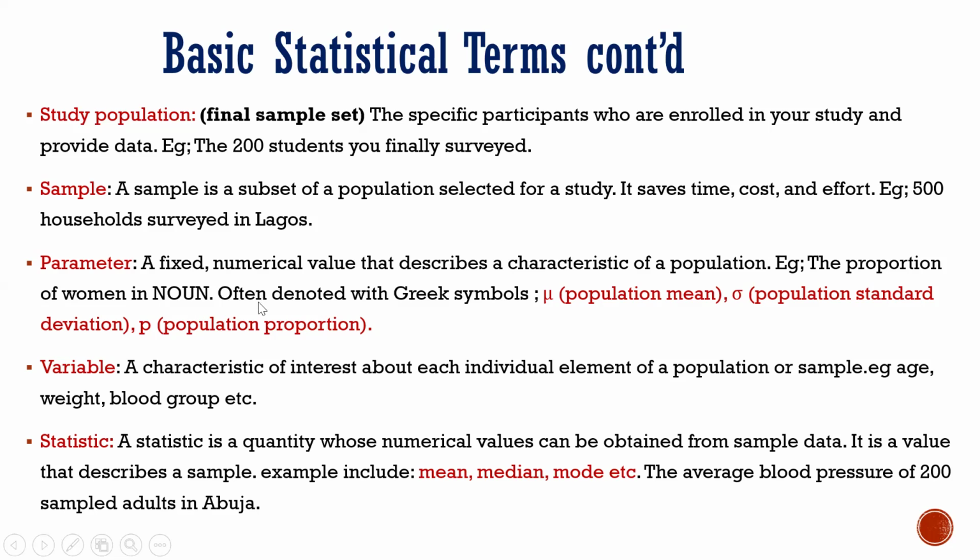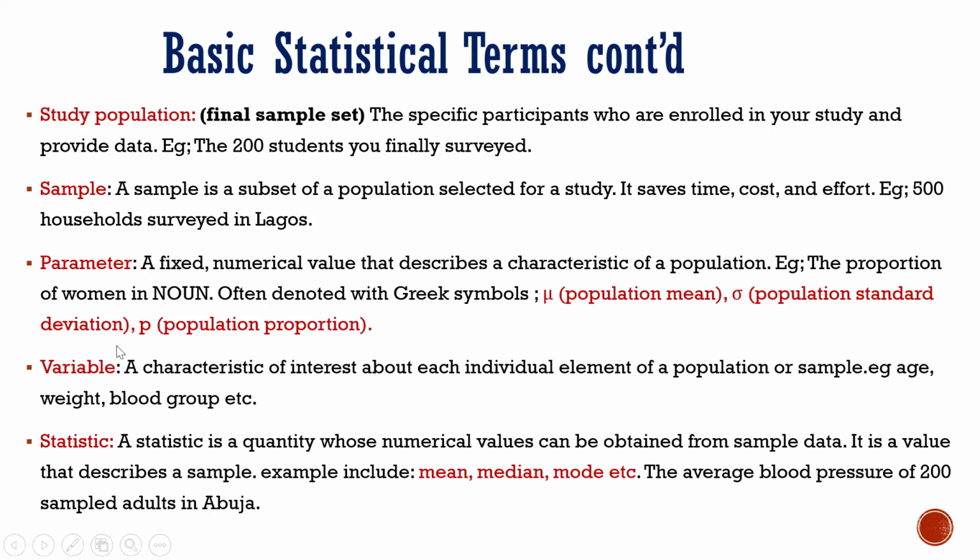And another key thing is that a parameter is often denoted with symbols like population mean, population standard deviation, population proportion. Just what I said, whenever you hear parameter, you're talking of characteristics of a population. It can be the mean or the average of a particular population or a particular group of people.